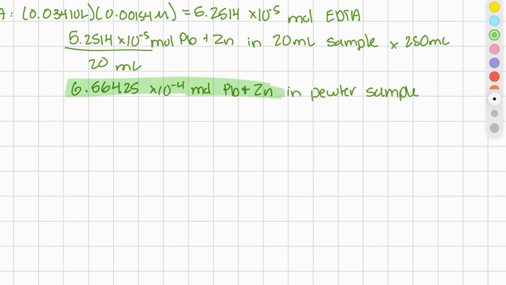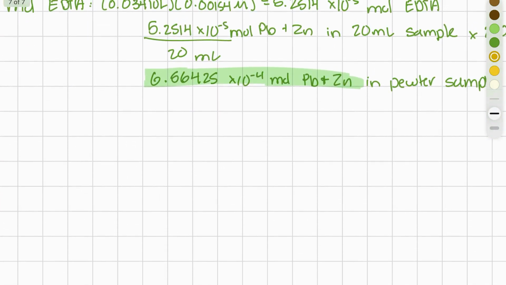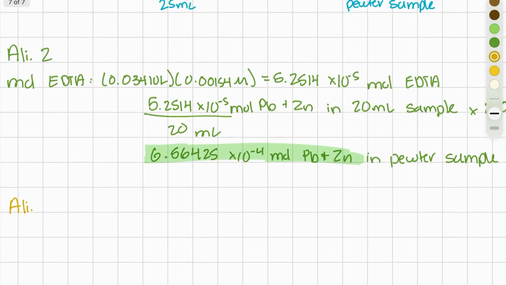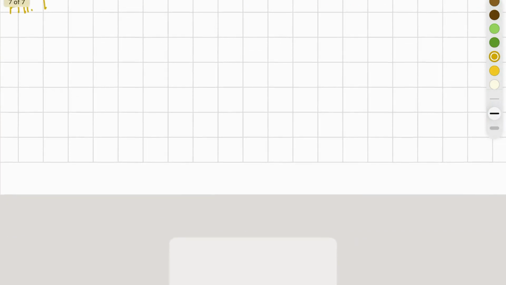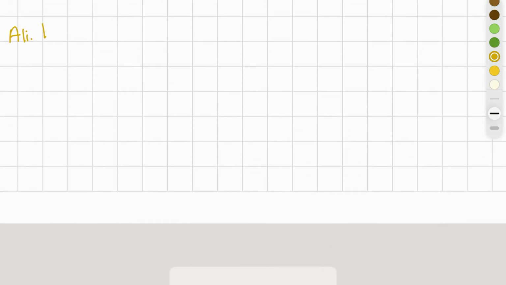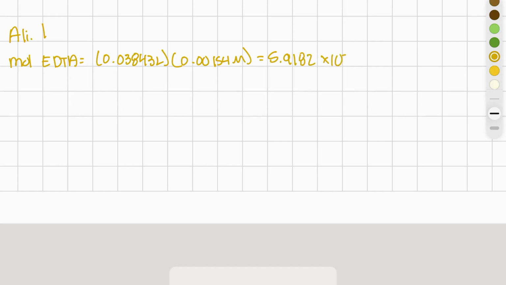All right, and I'm going to do the same exact thing with aliquot 1. So I'm just repeating the same steps over and over at first, and that's okay. So here we have moles of EDTA equals 0.03843 liters times 0.00154 molar, which should be 5.9182 times 10 to the negative 5 moles.